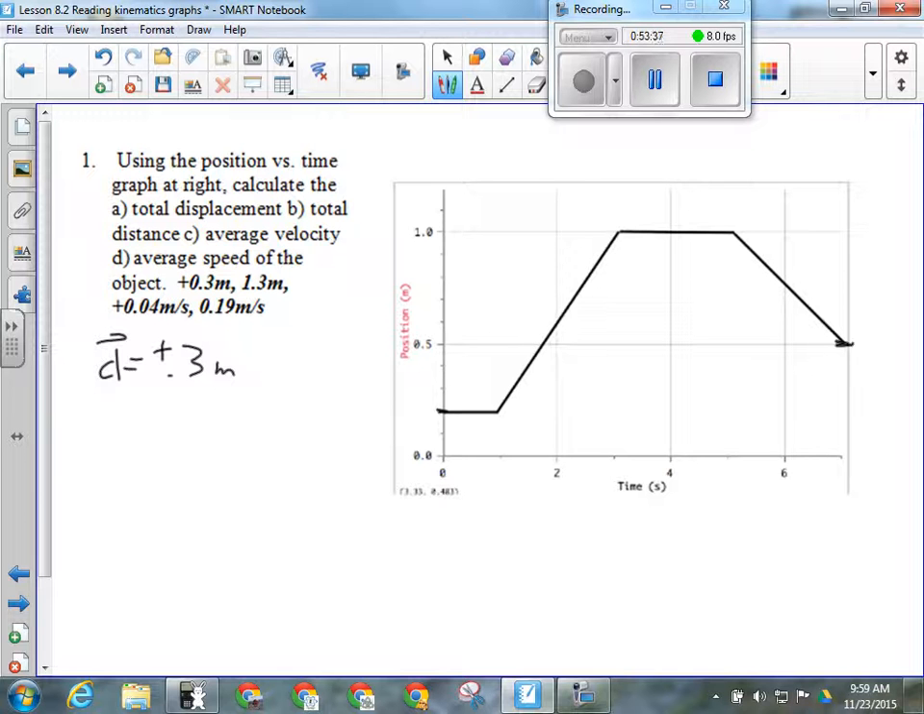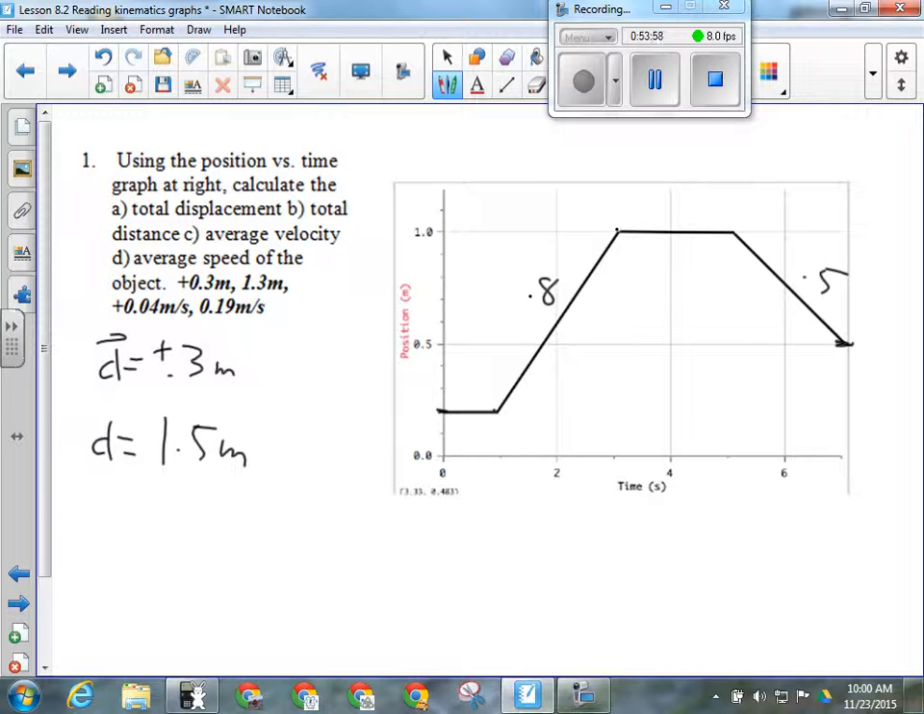Total distance traveled: we said we have to put all the sections where it actually moves together. So it goes from 0.2 to 1, so that's 0.8, and then from 1 to 0.5, so that's 0.5. So our total distance traveled is 1.3 meters. We don't put a positive or a negative on that because it's a scalar quantity.